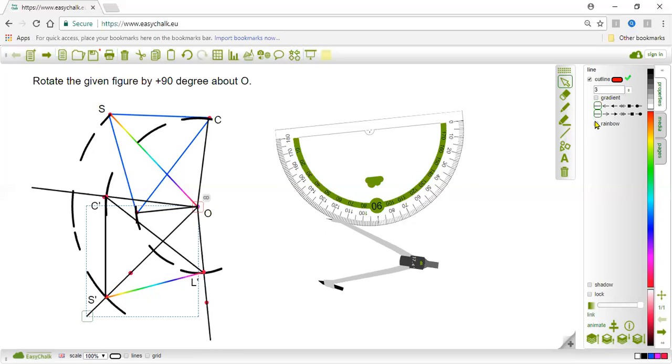Let's make the rainbow color. Just a moment. Here, due to the solid lines for the object and the image, it is very difficult to identify which one is the object and which one is the image. You have to give the dotted line while connecting the vertices of the object and image to the center.